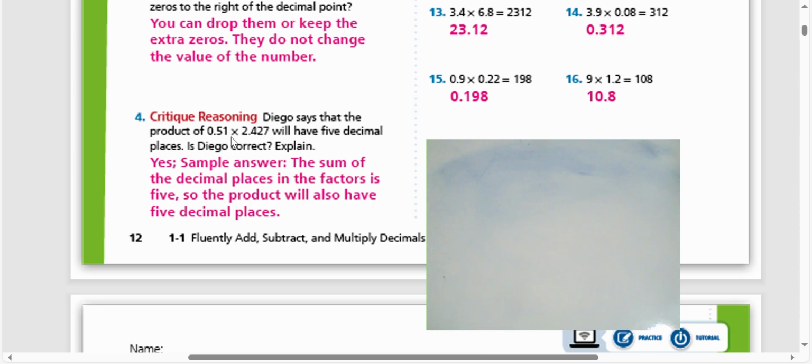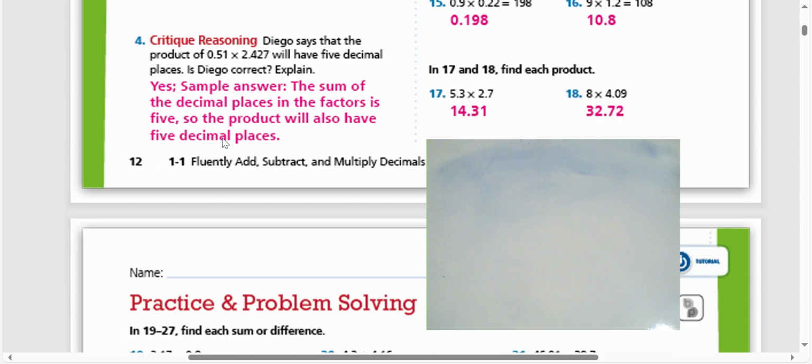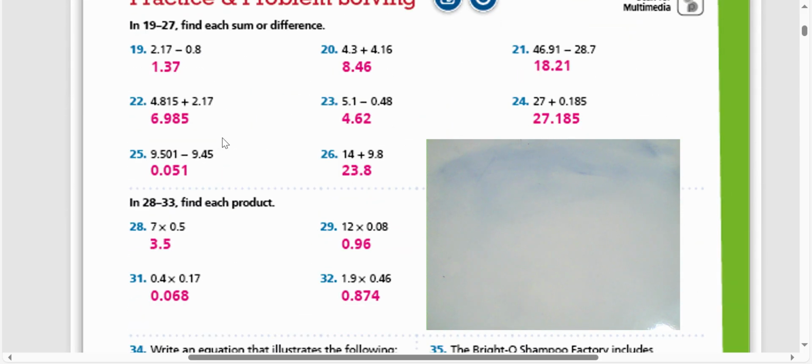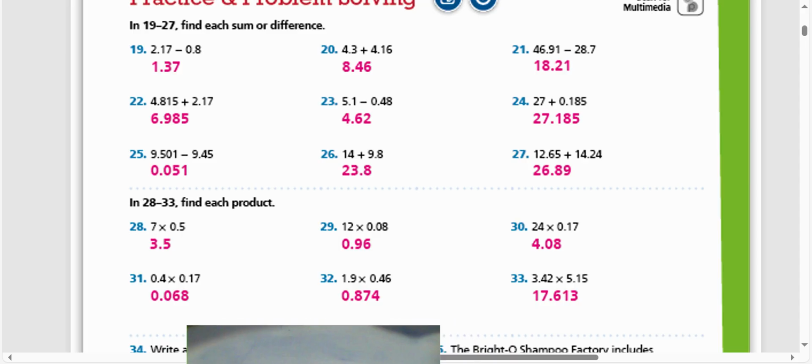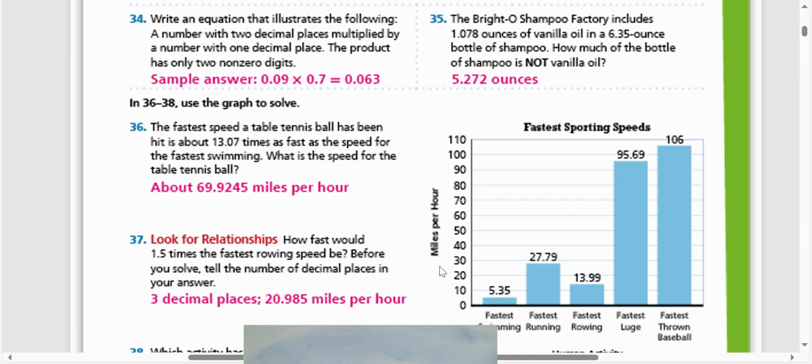The point will be after 5 places here, because in this number the point is after 3 places, and in the 51 hundredths, the point is after 2 places. Okay, this practice you can solve, this easy question, find the result of the product. Okay, it's all question review.